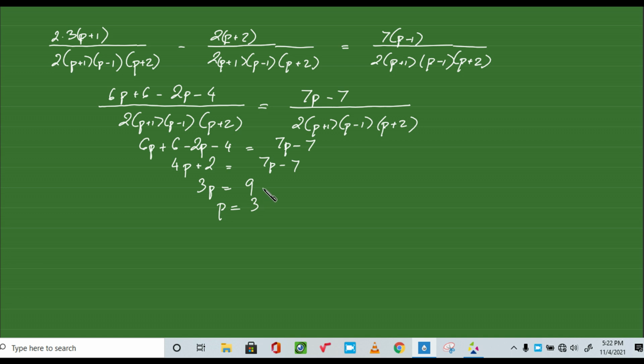And if your p is 3, if you go ahead and plug it in, you see that it satisfies the equation. So this will be your final solution. Okay. Make sure that you plug it in. I'm not doing the checking part because the checking part is your own job. You have to do it yourself. Whenever you solve an equation, you have to do your checking.